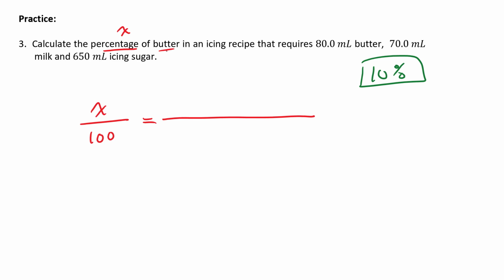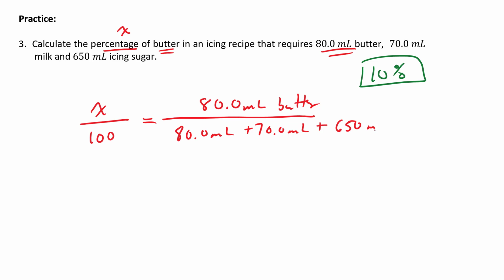What do I want? I want to talk about butter. That's the solute in question. How much butter is there? 80.0 mils of butter. When I add them all together, that'll be my total solution. So I have to do my 80 mils of butter plus my 70 mils of my milk plus my 650 mils of my icing sugar. Again, we have total solution and we have a solute.